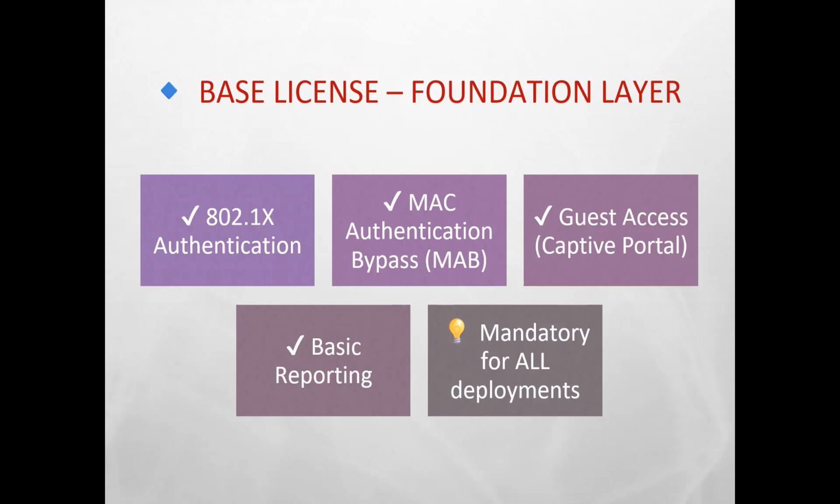Let's explain simply. 802.1X authentication means the user must authenticate before getting network access. MAC authentication is used for devices like printers, IP phones, cameras, and IoT devices. Guest access allows visitors to log in using a guest portal. In simple words, Base license gives you basic authentication control. If your requirement is only user authentication, guest Wi-Fi, and basic access control, then Base license is enough. But Base does not give device intelligence or compliance checking. You need a Plus license.